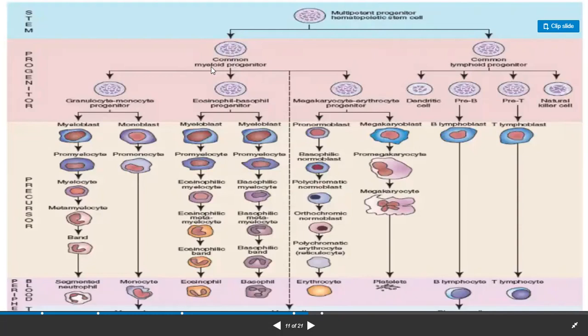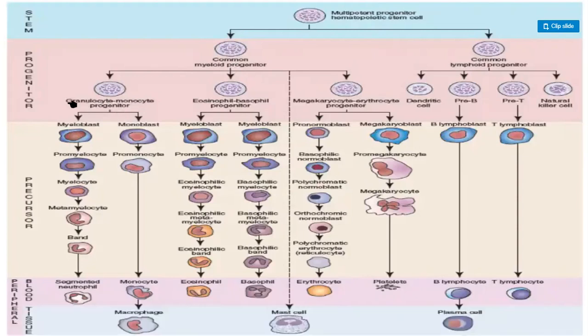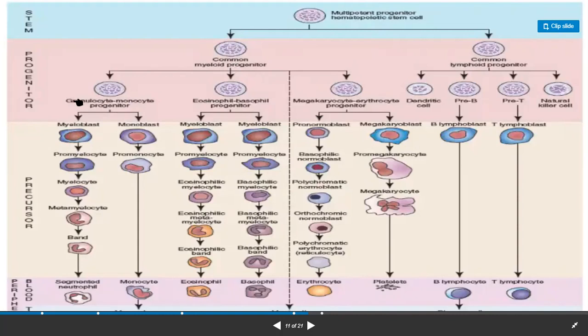So what are the progenitor cells we get from the stem cells? We have the granulocyte monocyte progenitor. So this will be a CFU-GM, for example, CFU-GM progenitor cell. And then we also have the eosinophil basophil progenitor cell, right? That is with the granulocyte also, forming granulocyte alone without monocyte. And then we have the megakaryocyte erythrocyte progenitor. So this will form platelets and red blood cells. So this is the myeloid progenitor.